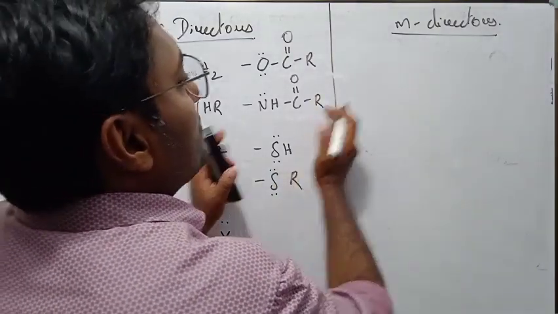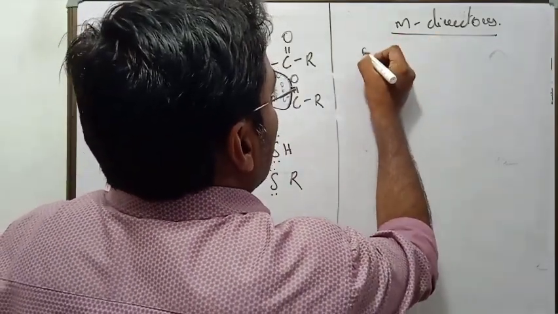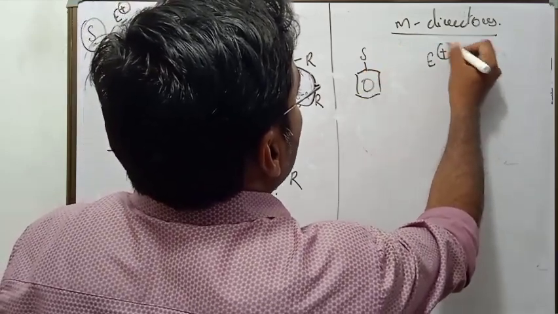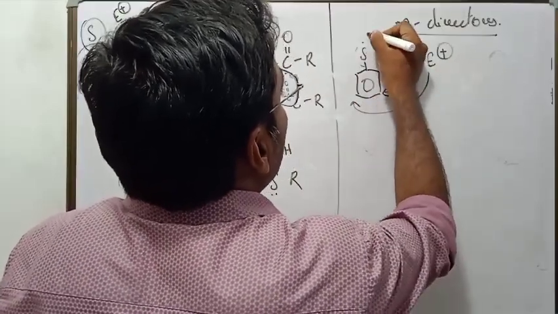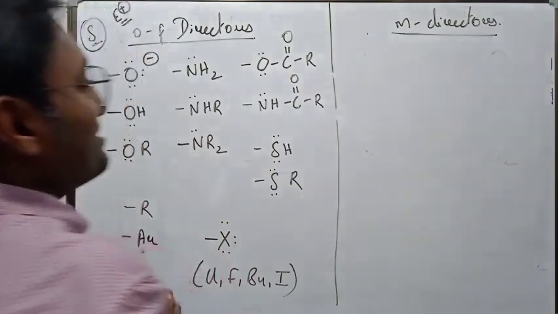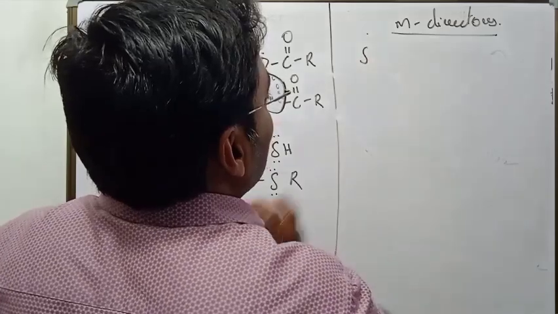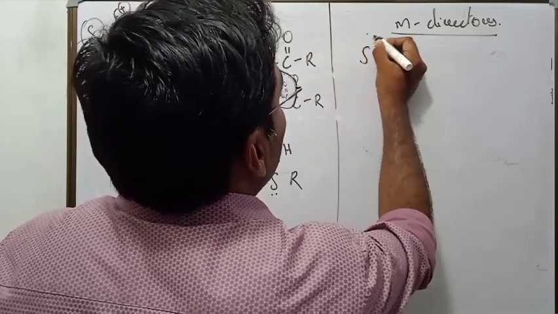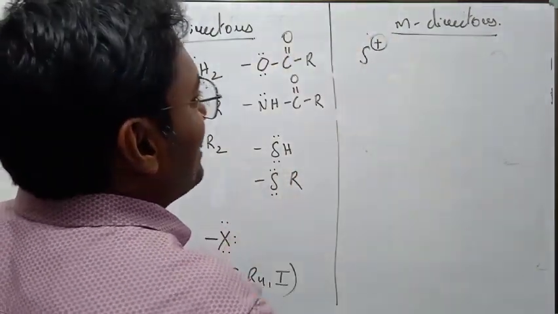Now let us shift our focus to meta-directors. What are meta-directors? Primary substituents that direct the incoming electrophile to the meta position are referred to as meta directors. We have seen examples earlier, like CHO. There are two conditions for a meta director. What are those two conditions? The primary substituent should be positively charged, just the opposite of this.